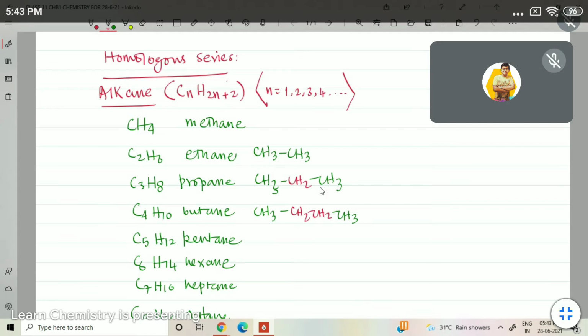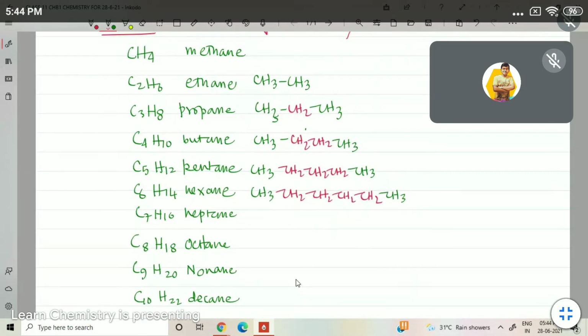What about pentane? CH3, you are adding another CH2. CH3, CH2, CH2, CH2, and then CH3. So as you can see, we are increasing the number of CH2 in between, right? Similarly, in hexane also, one more CH2 will be added in between like this. The red colored CH2 groups are increasing gradually. These are the alkanes basically. Understood?